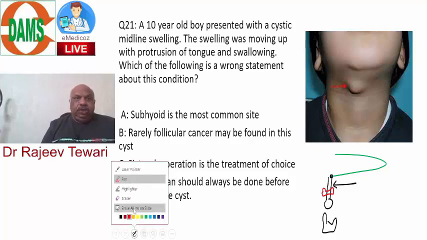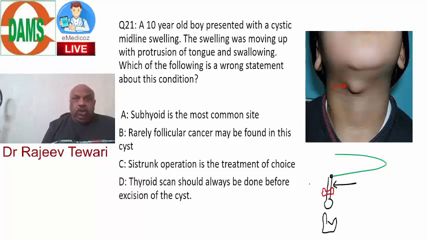Sistrunk operation is done, that's correct, because the whole cyst, the whole tract with the central hyoid body should be removed. That's also correct. Otherwise recurrence will be there. For fistula and cyst, treatment is the Sistrunk operation: complete cyst, complete tract and body of hyoid.